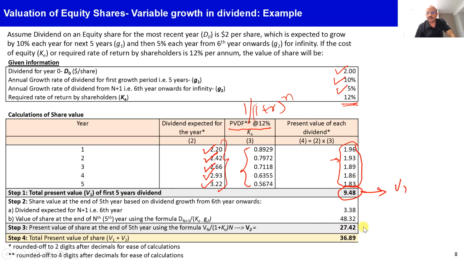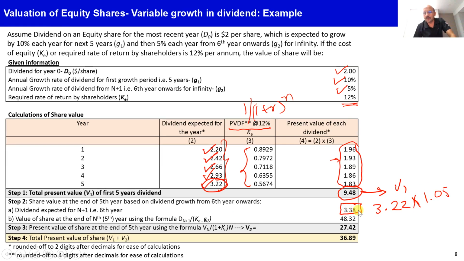Now the second step is to calculate the value of shares at the end of the 5th year based on the future expected dividends from the 6th year onwards. So how do we calculate that? The 6th year dividend amount is 3.38. How do we calculate this 3.38? The 5th year dividend was 3.22, and the expected growth rate of dividend from the 6th year onwards is 5%. So 3.22 times 1.05 becomes 3.38.